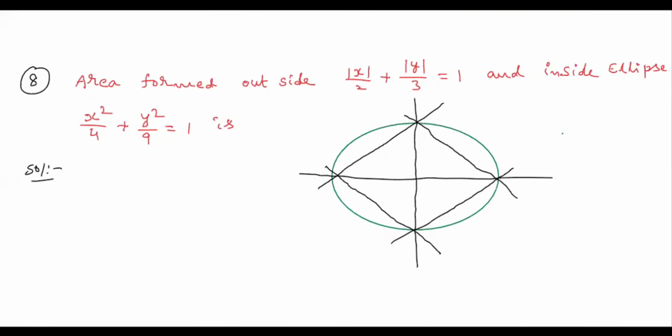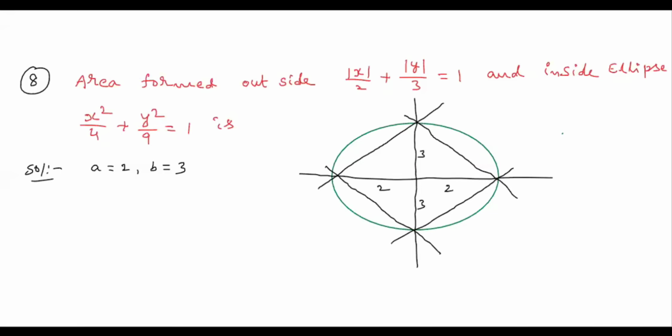See the diagram. x square by 4 plus y square by 9 is equal to 1, this is the ellipse. What is the a value here? A is equal to 2 and b is equal to 3. So the diagram is approximately like this, I think. A value, this is 2, this is 3, this is 2 and this is 3.